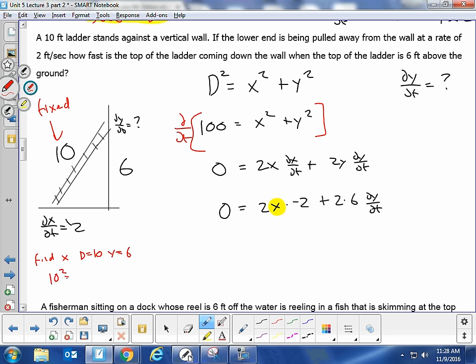So 10 squared equals x squared plus 6 squared. We get that x is equal to 8. So I get 0 plus 2 times 8 times -2 plus 12. This ends up being -32. So I add it to both sides, I get positive 32. I divide by 12, and that's dy dt. That can simplify into 8/3.